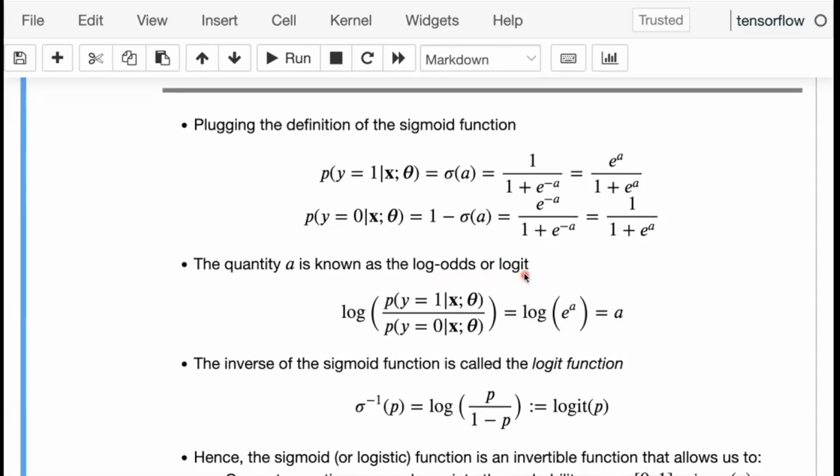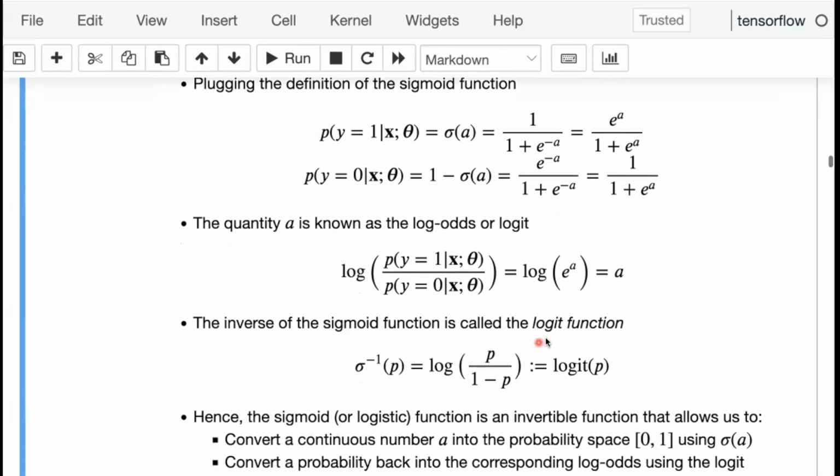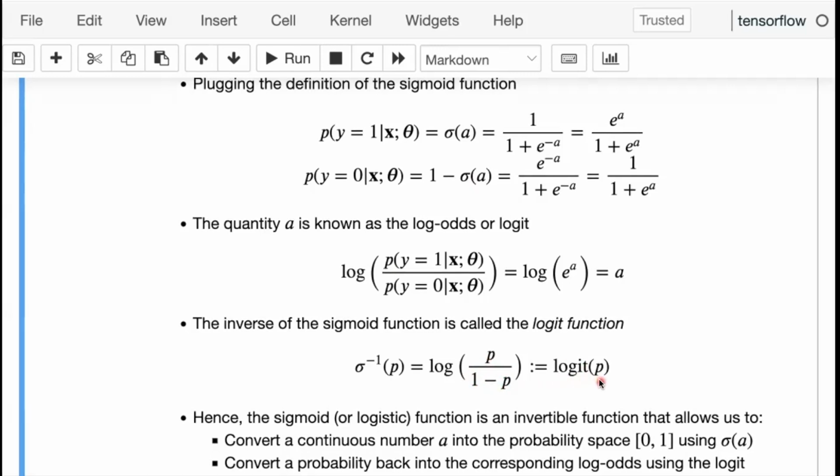And then after that, we get the output of the sigmoid or logistic function, and that's something between 0 and 1, which we think of as this probability of y equals 1. And this inverse of the sigmoid function actually has a name, which is called the logit function. So the logit function, if we have this probability p, is log of p over 1 minus p. We usually use the notation logit to show this.